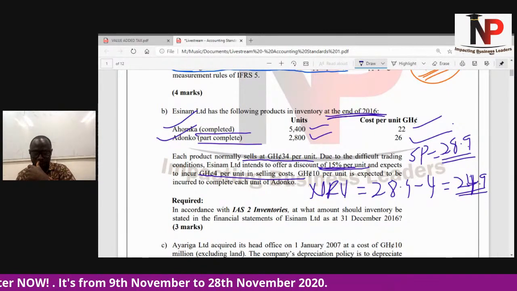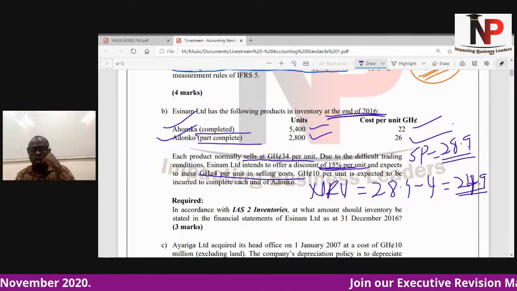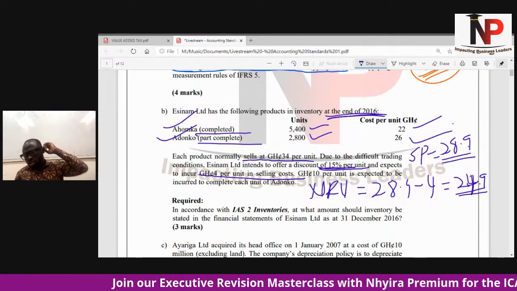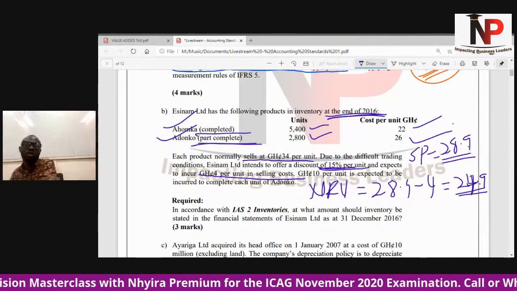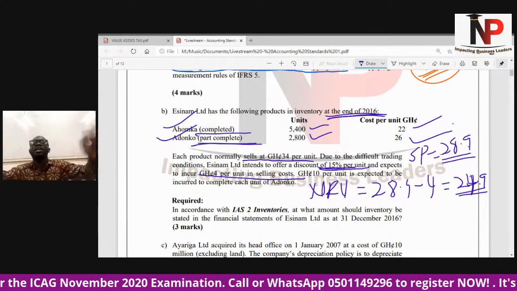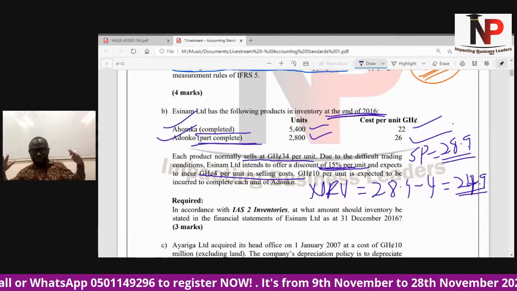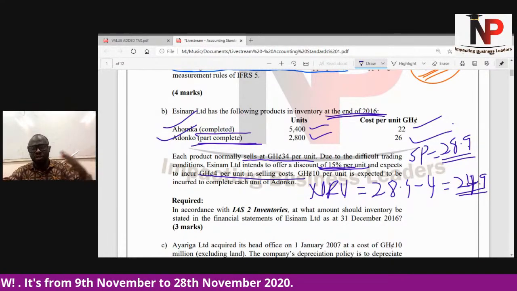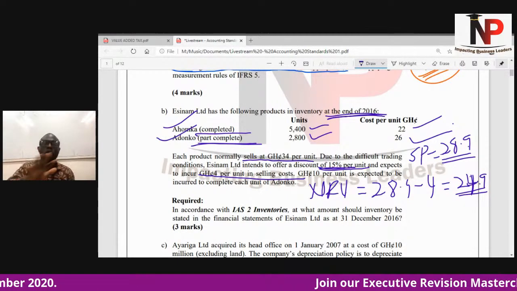Then it says 10 Ghana cedis per unit is expected to be incurred to complete each unit of Adonko. So when it comes to Adonko, remember in the question we are told it is part complete. So it's a work in progress. But you cannot sell partly complete goods. To get a finished product and ultimately sell it, we need to spend 10 Ghana cedis per unit to complete it.